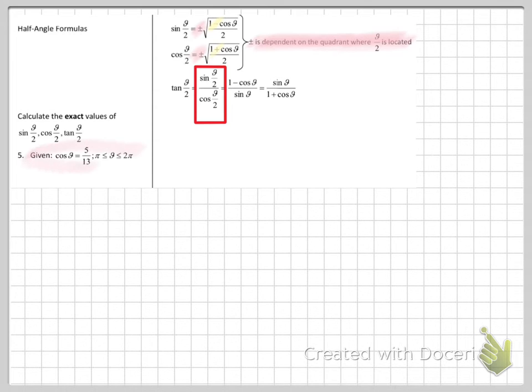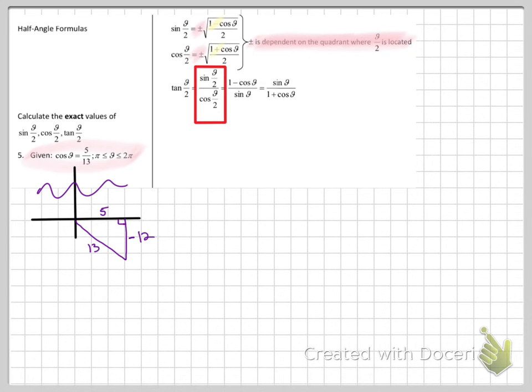I feel like we've done this a bunch of times together at this point. See if you can set the triangle up correctly. Okay, so adjacent over hypotenuse had to be 5 over 13. It was in quadrant 4. And then the Pythagorean theorem gives me negative 12 for the missing side.